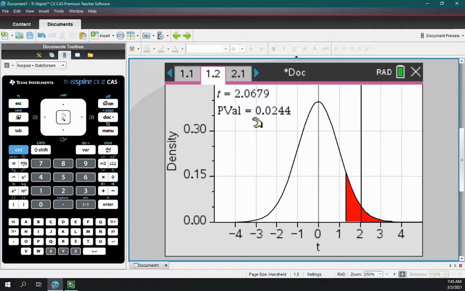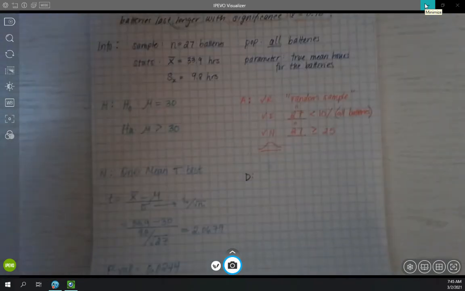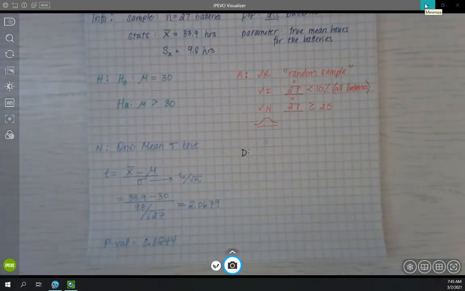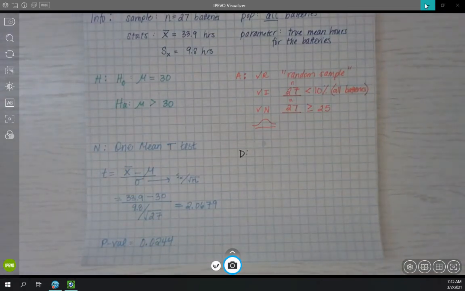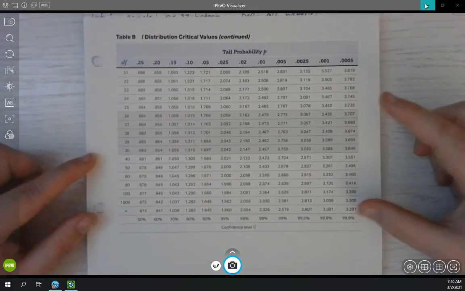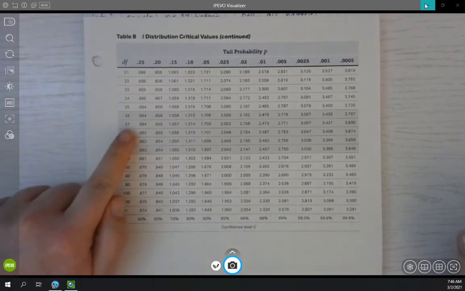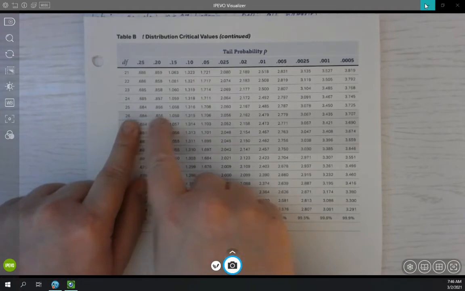So let me show you how to get that p-value if you don't have a calculator in front of you. And that's going to require a table. They will provide this table in the AP exam as well as in your textbook at the very back. So here's my p-value. What I'm going to do is grab the table that you would normally get on the AP exam. There's a lot going on here. So how many were in my sample? 27. We always go up one. So we're going to be looking at the 26th row.